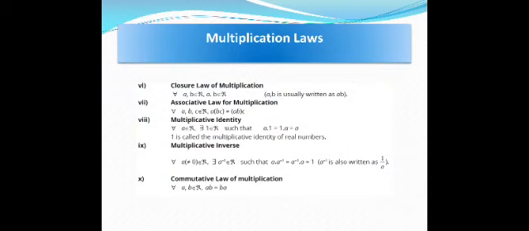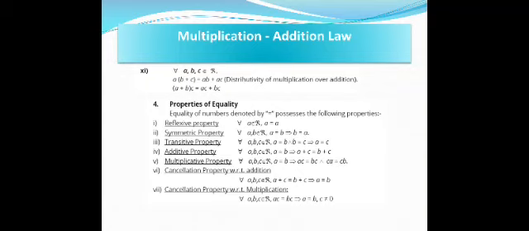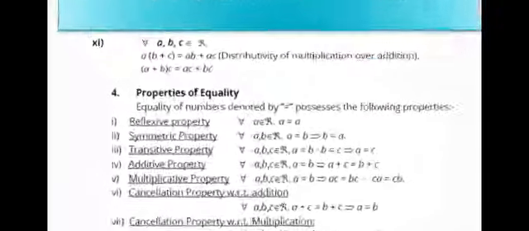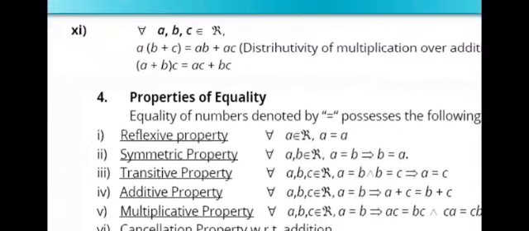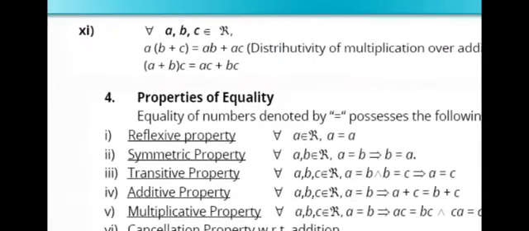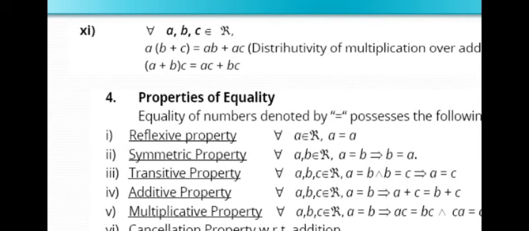And commutative law is like A into B is equal to B into A. Example: 3 into 2 is 6, 2 into 3 is also 6. Multiplicative addition law, like distributive property: if we multiply a bracket with a number, A into (B plus C), it becomes AB plus AC, and this holds from the left side and from the right hand side.